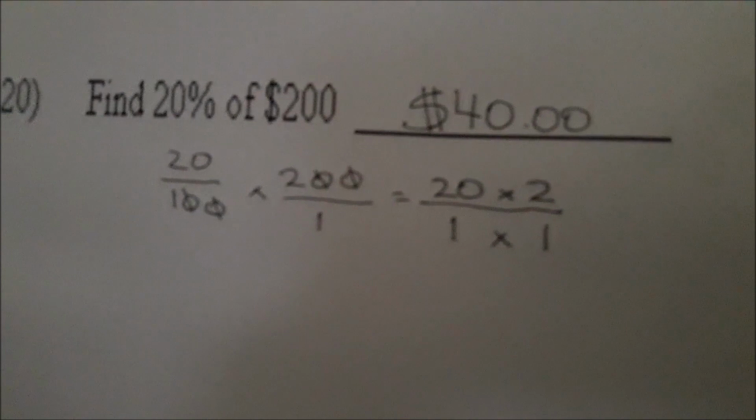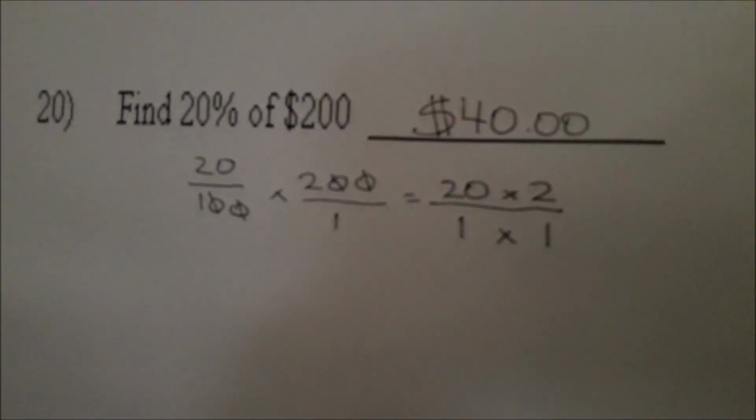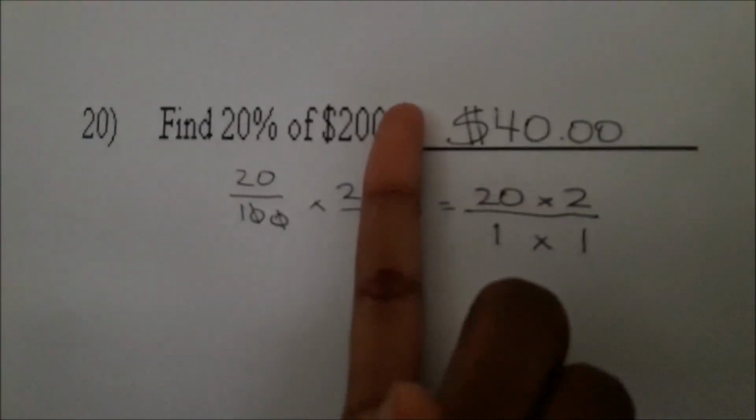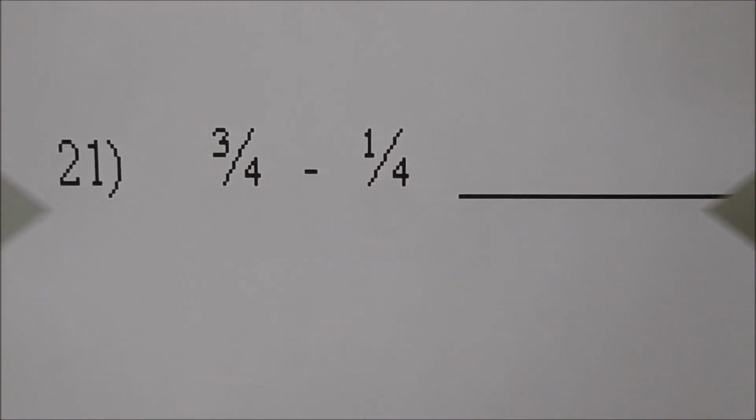Now you could also do it in your head. You can say 20% is 20 in every 100. So put up one finger there for me, Rafaela. That's 20. Count and put up a next finger. 40. So it's $40. For 200, it would be $40. Very good. Okay, Rafaela, number 21.